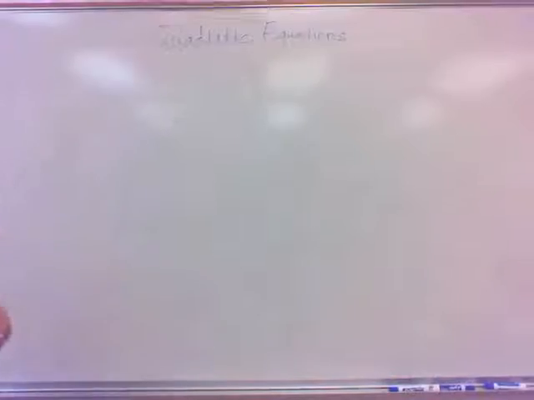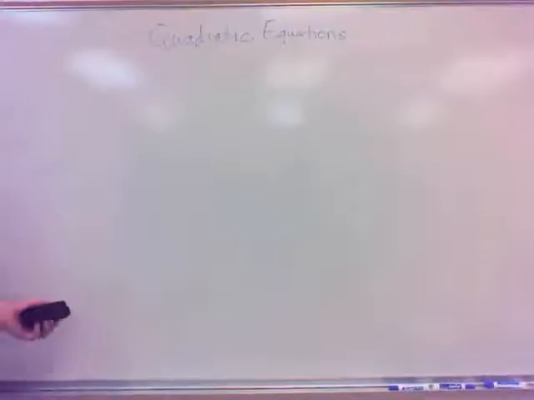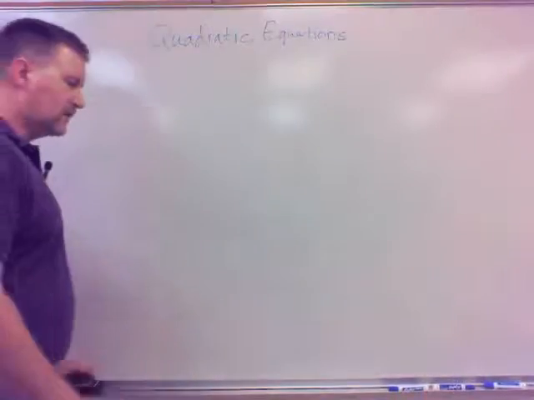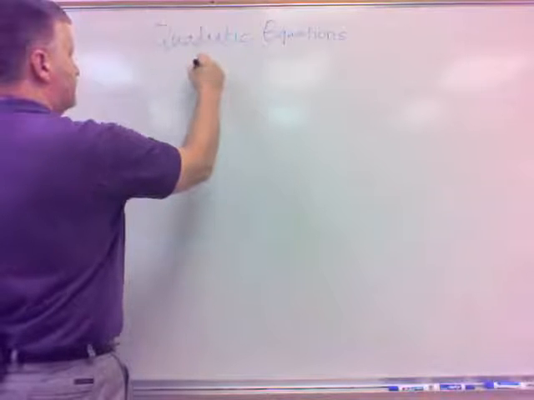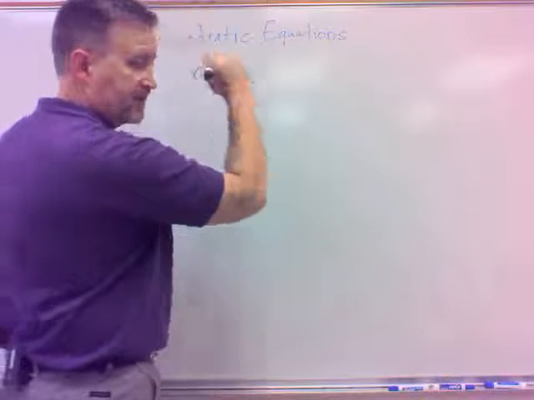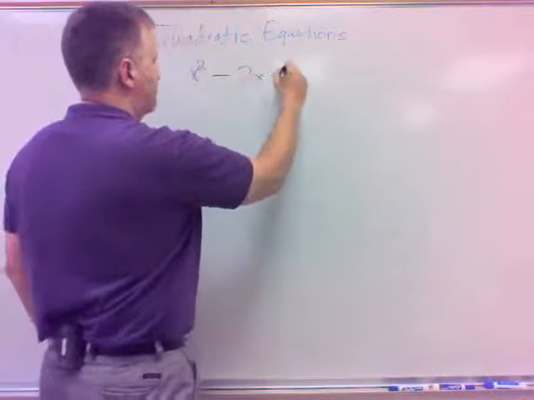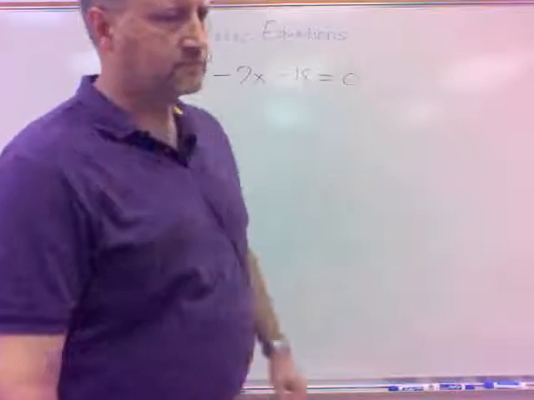A little bit about quadratic equations. Quadratic equations, first of all, by that what we mean is basically x squared equations. A couple of just examples of quadratic equations. x squared, I believe I was going to do minus 7x minus 18 equals 0. That's a quadratic equation.